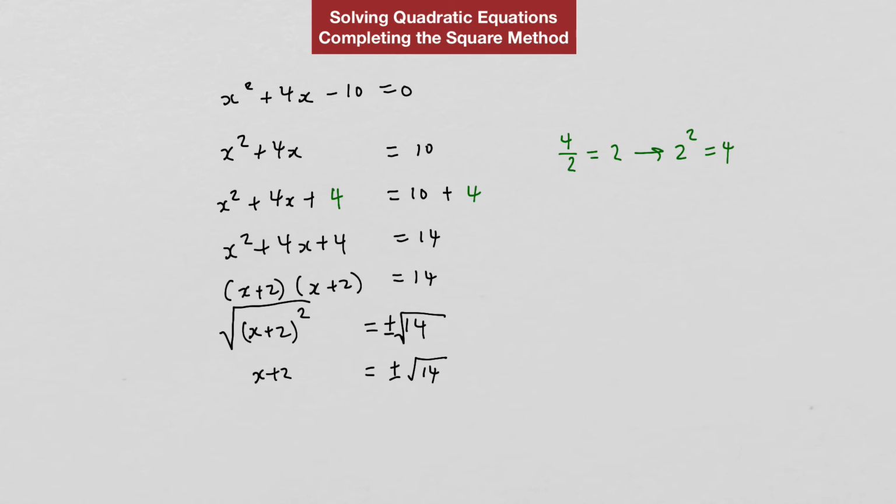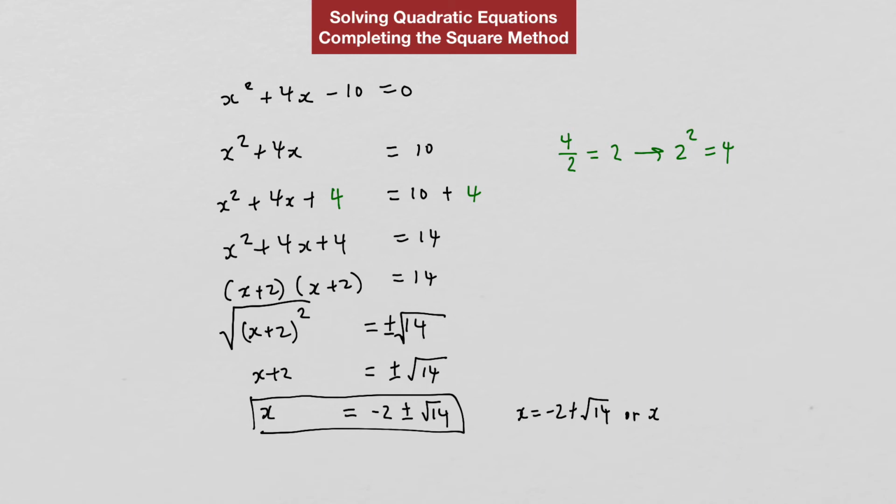And then this equation becomes x is equal to, okay, we're going to move this positive 2 to the other side, so we have to subtract 2 from both sides. So then we get minus 2, this is our subtracting 2, and then plus or minus the square root of 14. Okay, that is our answer. You can also write it like this: x is equal to negative 2 plus the square root of 14, or x is equal to negative 2 minus the square root of 14. Okay, either one works.